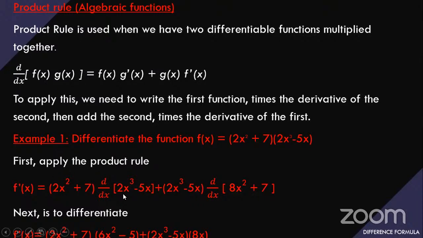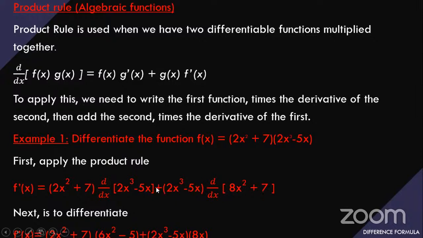Then we differentiate the second function, which is 2x cubed minus 5x, which is this. Then we now plus the second function and differentiate the first function, which is this.